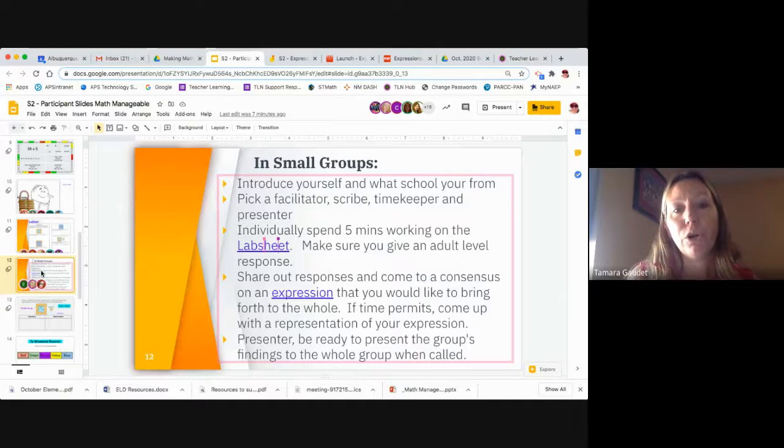But before you start all that hard work, we want to give you this individual time. This is where we're adapting the Kagan strategy called consensus placemat. We don't have a beautiful placemat in front of us, but we want to give you that individual time. Then you'll share out your responses with each other and come to consensus on that expression. If there's time, do a representation, and then presenter, be ready to share out when you come back.